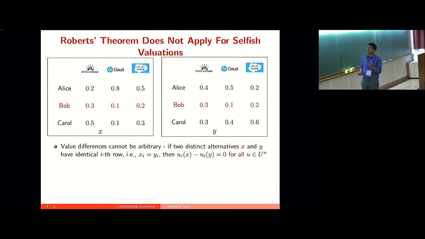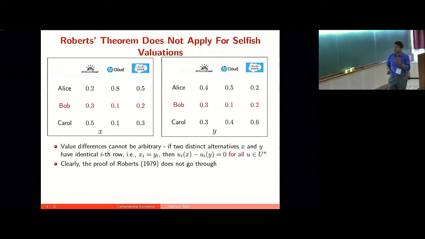And this is not covered under Roberts. It requires that the value difference between two alternatives, X and Y, should be arbitrary. It can take any real number, but in the domain of selfish valuations, it will always be 0. So in some sense, the proof of Roberts' theorem does not go through, so it will not immediately give you the result. So we can ask in this domain, what is the social choice function that is strategy proof that will not be given by Roberts.